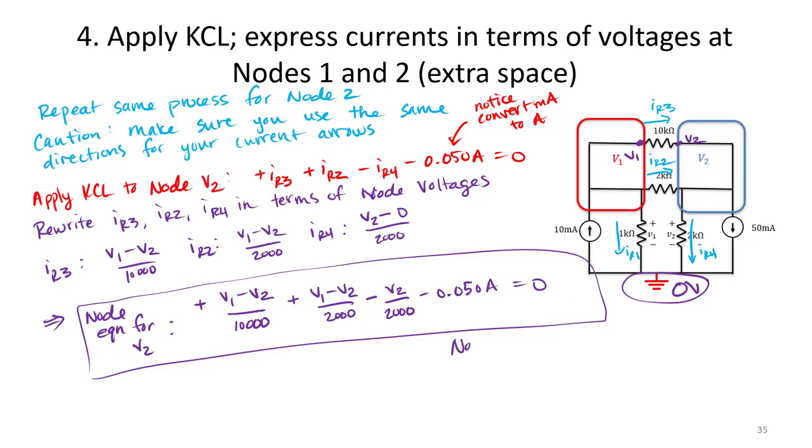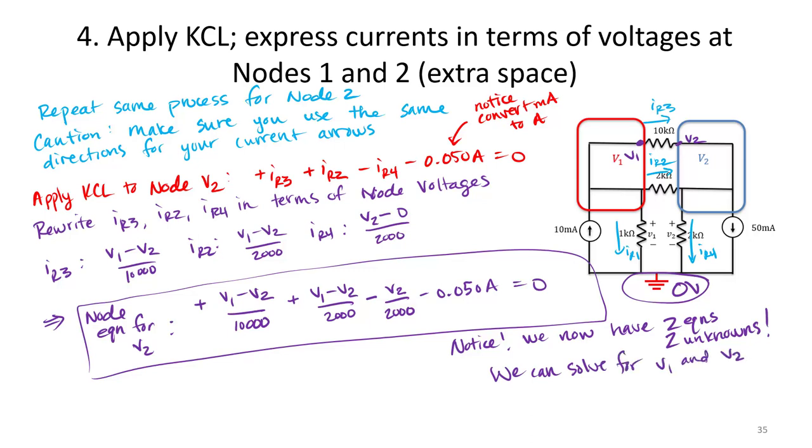So notice, we now have two equations and two unknowns. We can solve for V1 and V2. That is the last step of our node analysis.